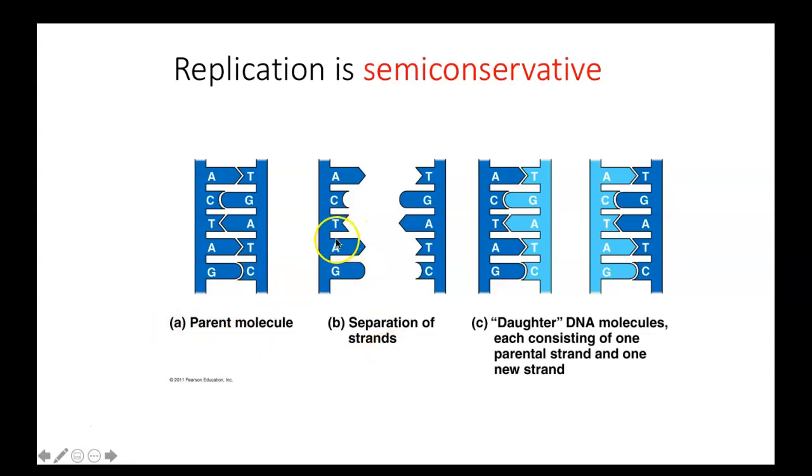It gets separated, and as the cell is dividing, each new daughter cell gets one strand that was from the original and one new. One strand that's from the original and one new. And so that's what's called semi-conservative, that the daughter DNA molecules each consist of one of the parent strands and one of the new strands.